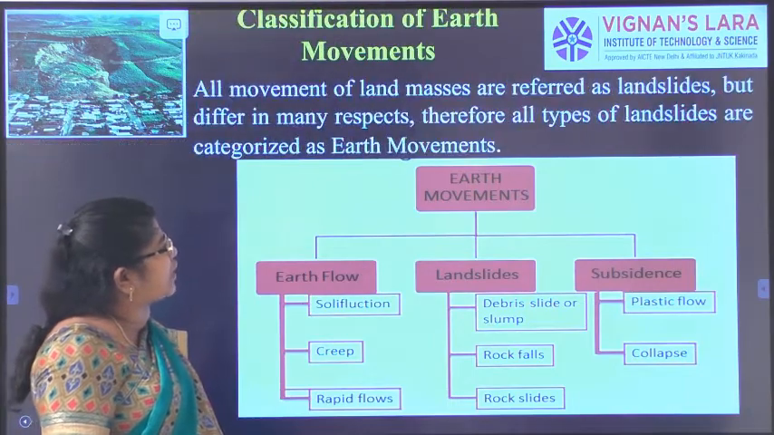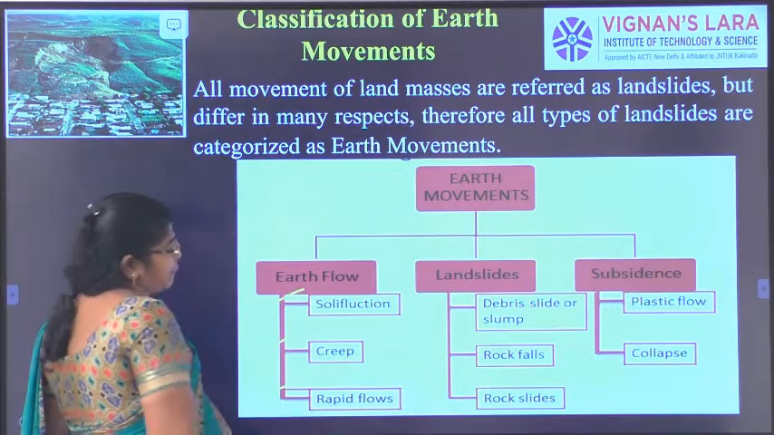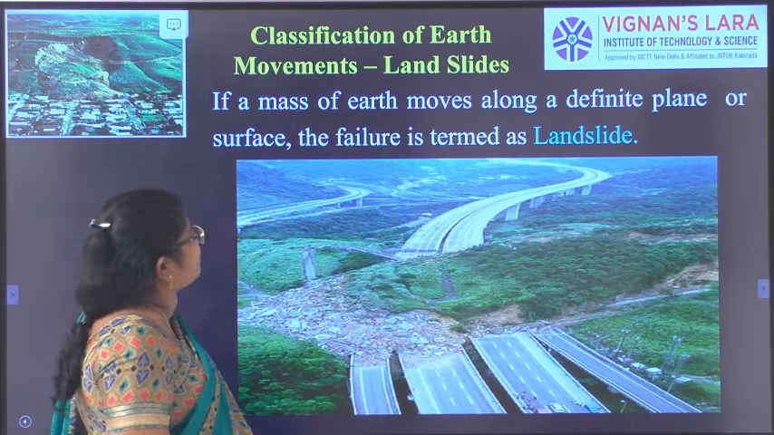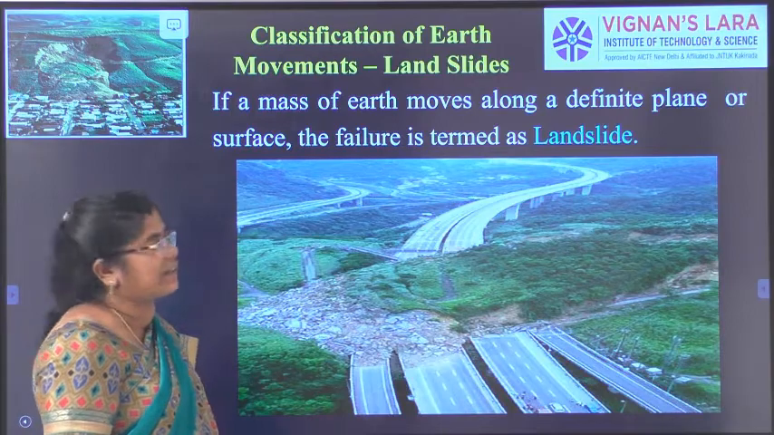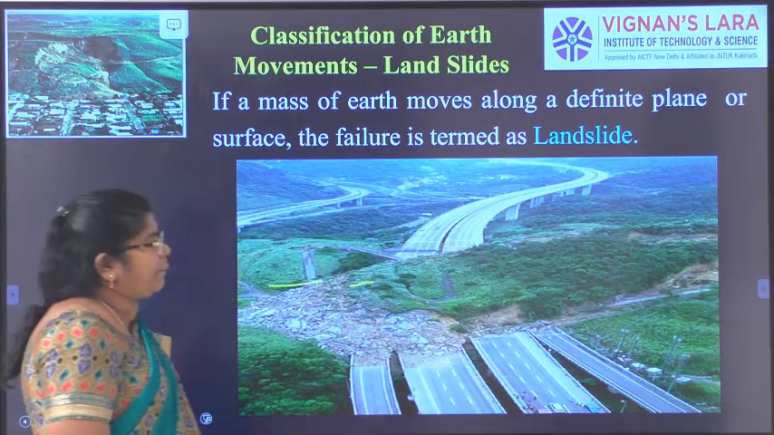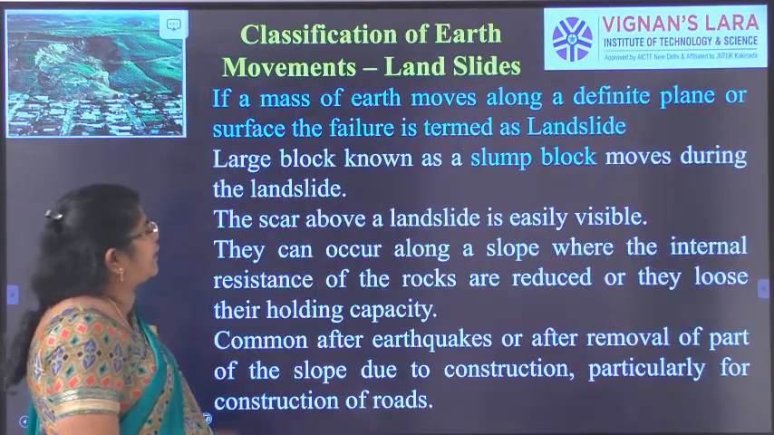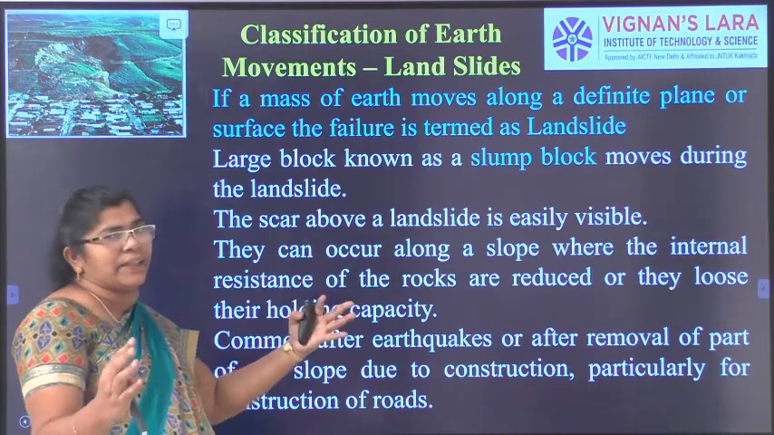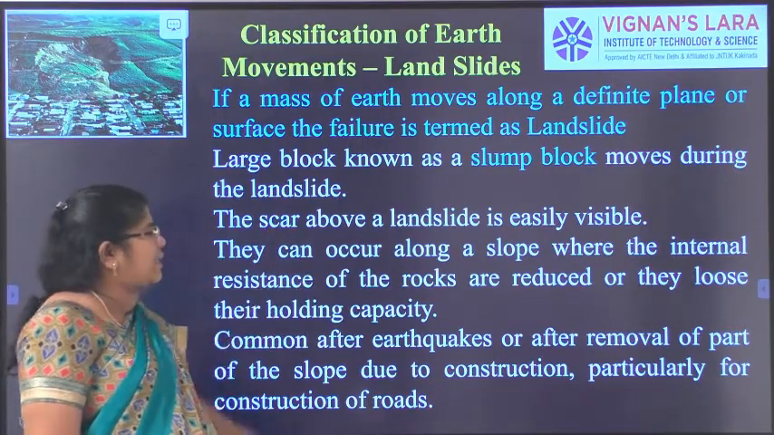So till now, in the earth movement, we saw solifluction, creep and rapid flow. Next we will see about the landslide. So what is a landslide? If a mass of earth moves along a definite plane of surface, the failure is termed a landslide. So here you can see a definite earth surface has moved, it has blocked the entire path, and that we call a landslide. But it is also known as a slump block, because a slump is a large mass of rock or soil that moves along the plane, and this landslide is easily visible.